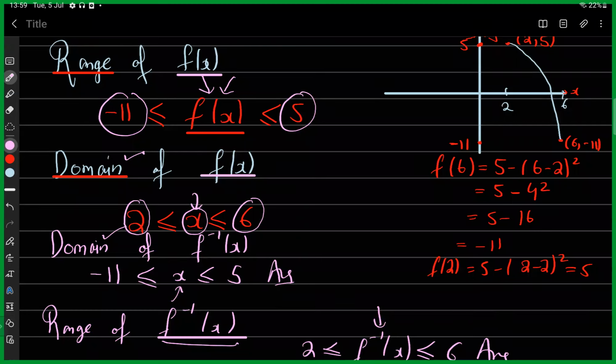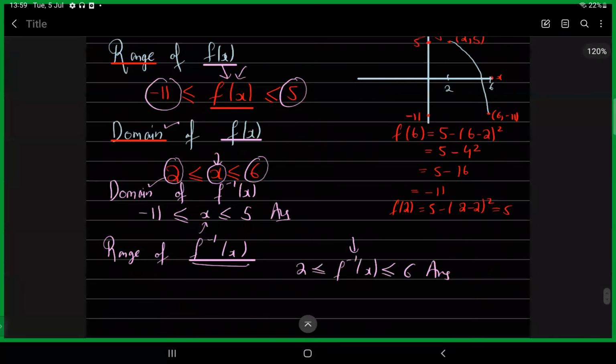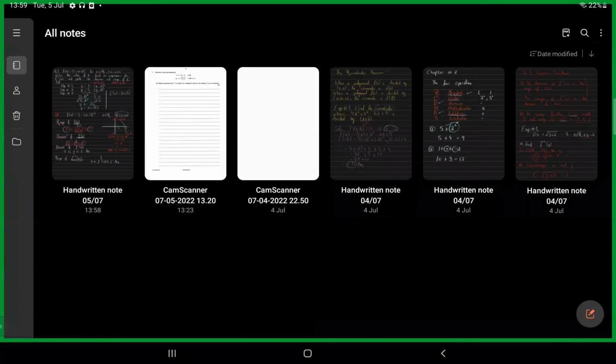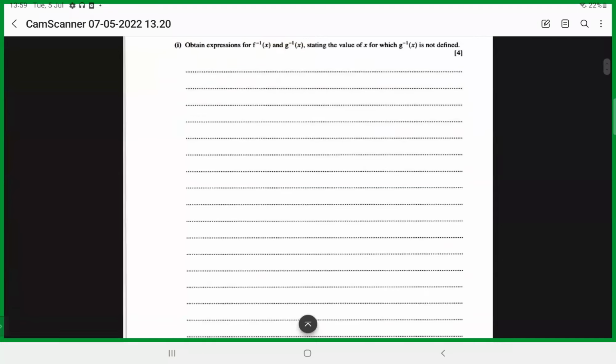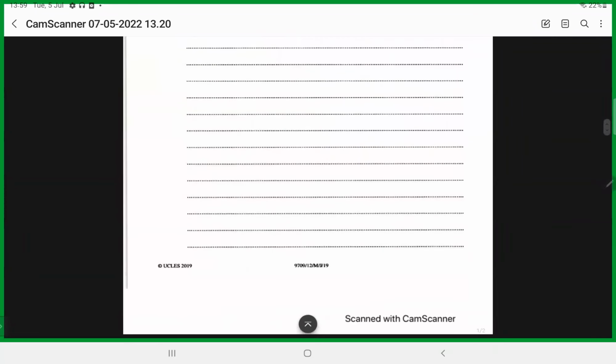I will be going back now to the PDF I made for the past paper questions. Okay, so this is the exam. Basically, one second.